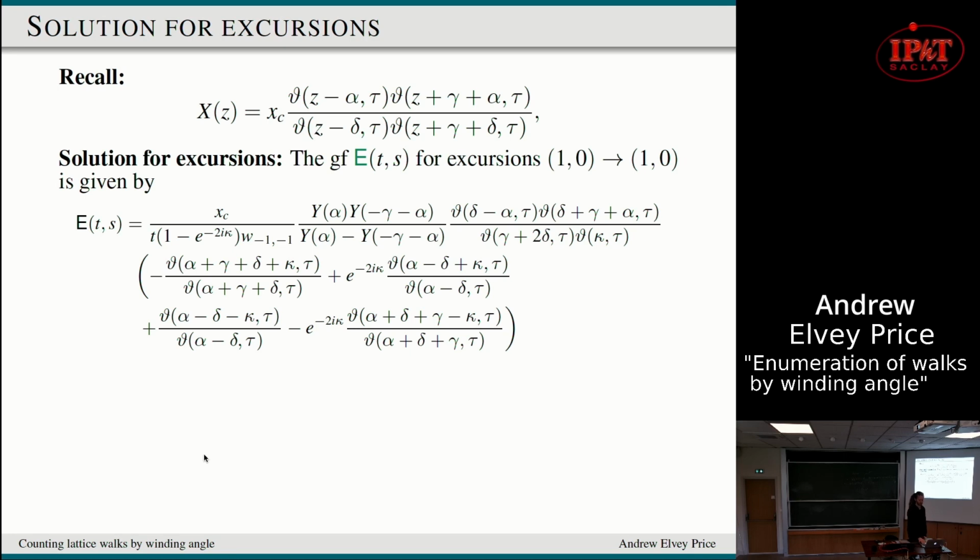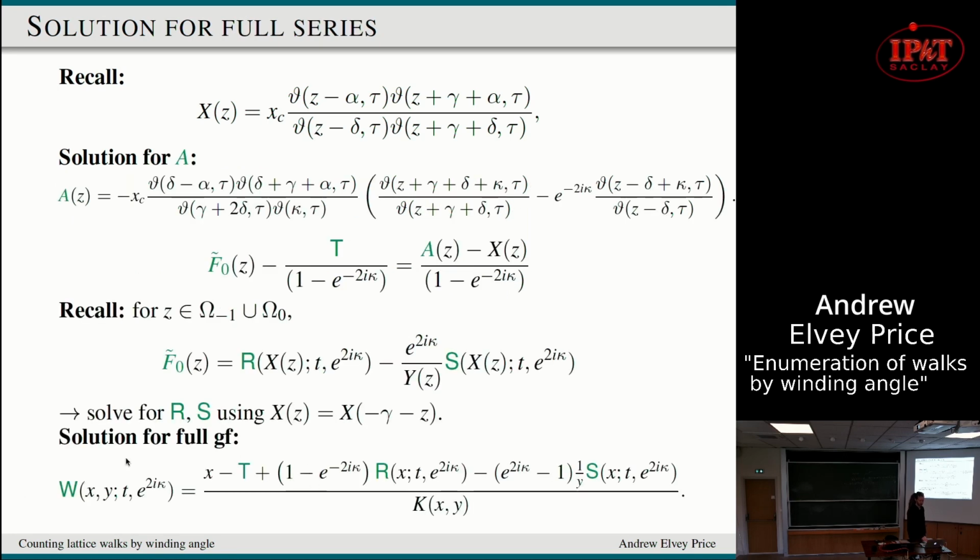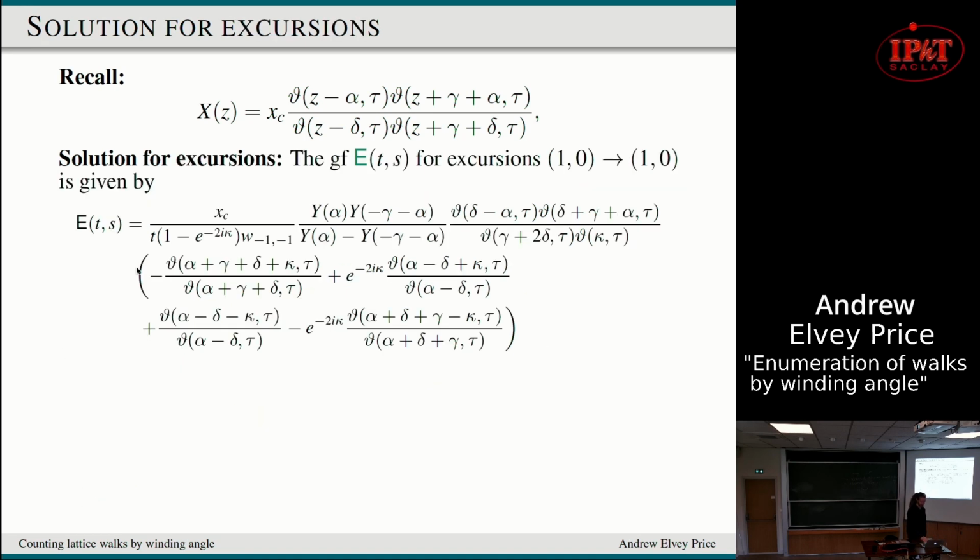So we moved back to this. I haven't written out the full expression for W by doing all this backtracking, but for excursions, we can write out the expression exactly. If we just count walks starting and ending at 1, 0, then we get this exact expression.